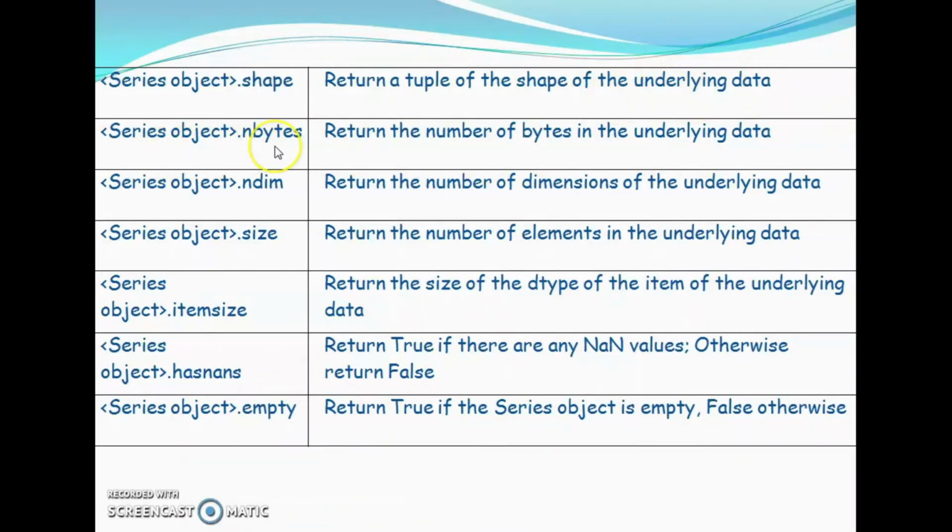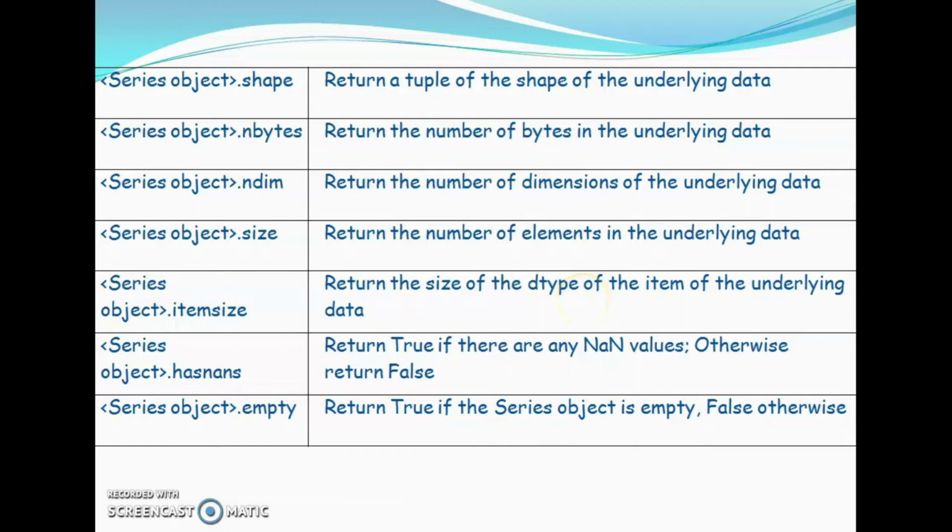Series object dot nbytes. Return the number of bytes in the underlying data. Series object dot ndim. Return the number of dimensions of the underlying data. Series object dot size. Return the number of elements in the underlying data. Series object dot itemsize. Return the size of the data type of the item of the underlying data.